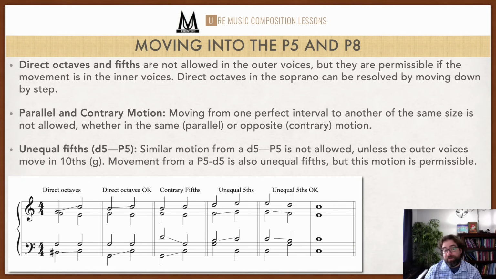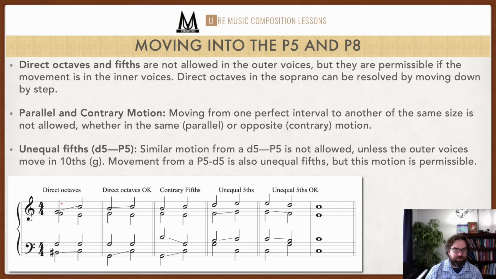So moving into the perfect fifth and the perfect octave. We're going to talk more about what a direct or hidden octave is, and I'm going to give you some examples of parallel and contrary motion. Direct octaves and fifths are not allowed in the outer voices, but they are permissible if the movement is in the inner voices. Direct octaves in the soprano can be resolved by moving down by step.